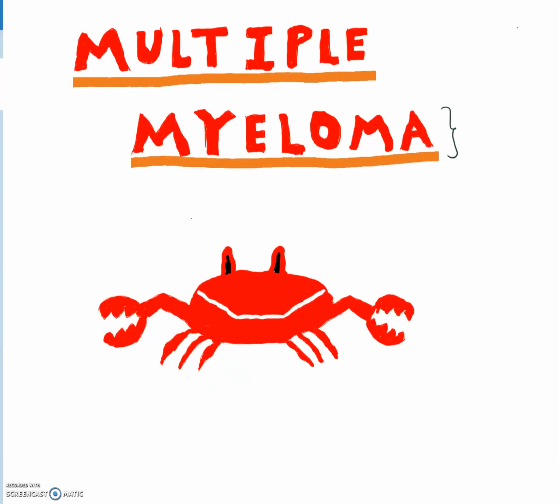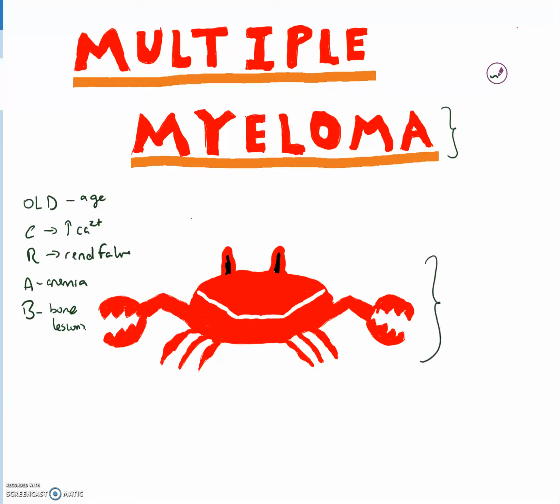So firstly, we're going to talk about OLD CRAB. Old just means old age. C stands for hypercalcemia. R stands for renal failure. A stands for anemia. And B stands for bone lesions or bone lytic lesions. So if we remember that, this crab can help us remember what exactly multiple myeloma is.